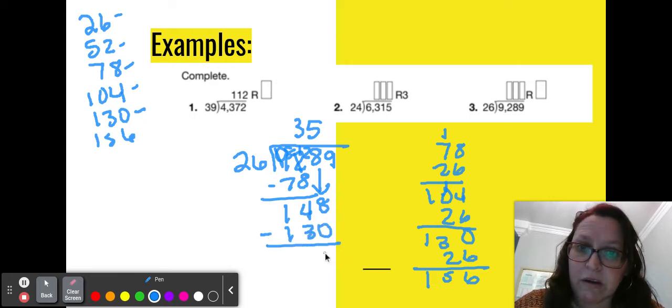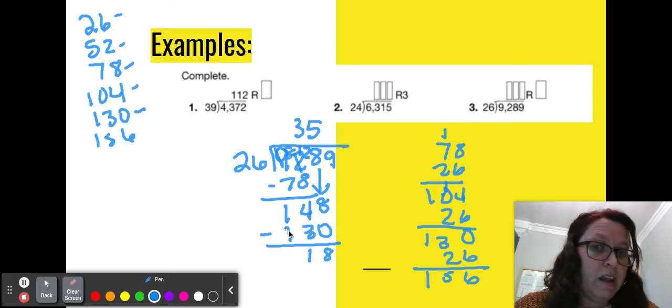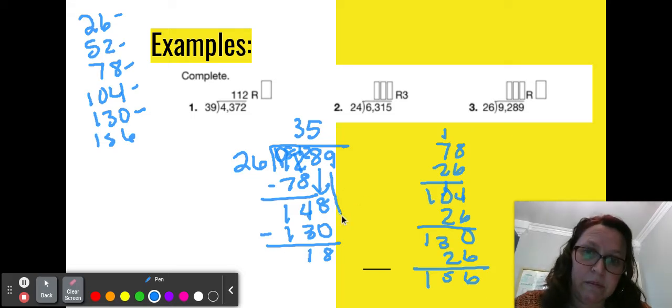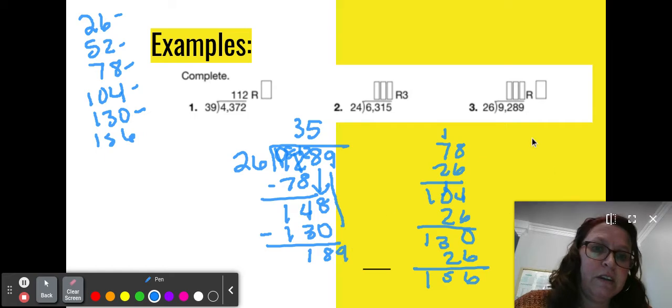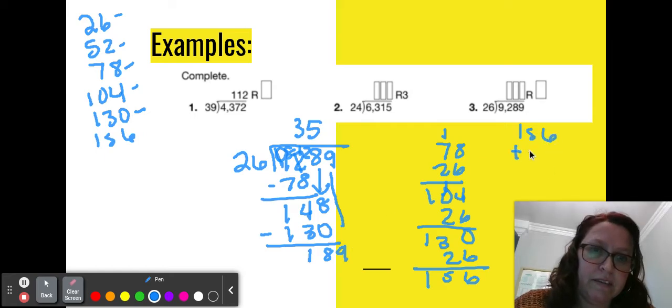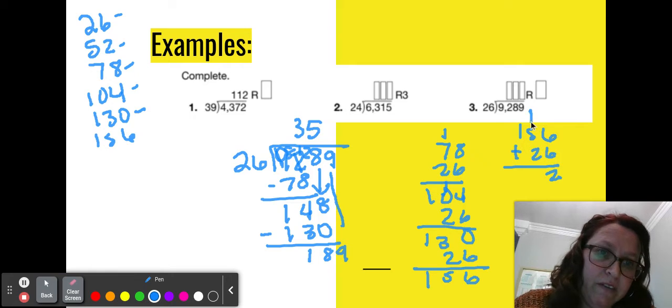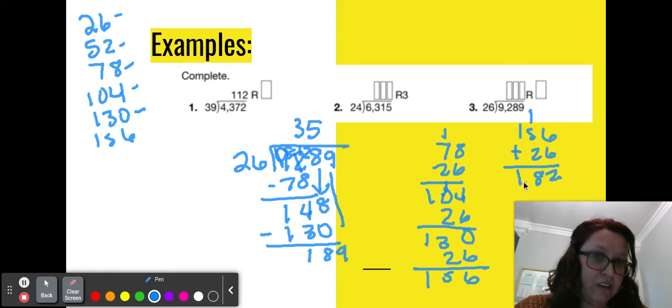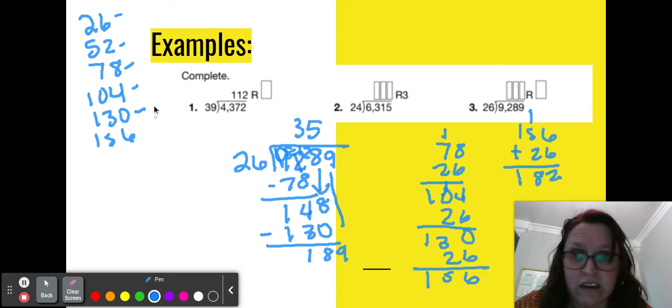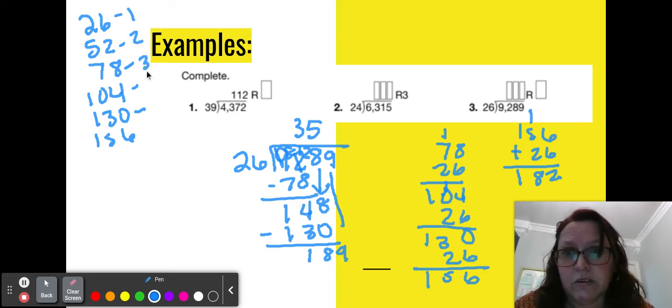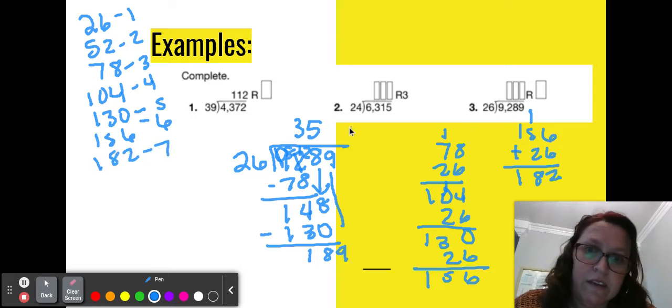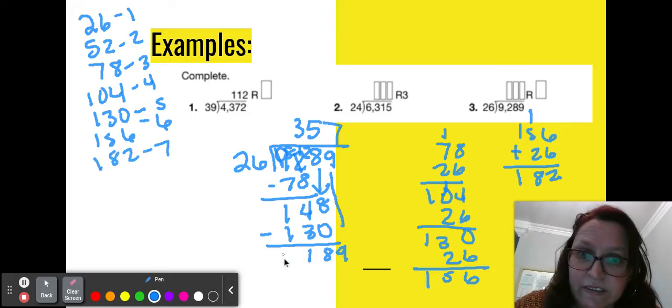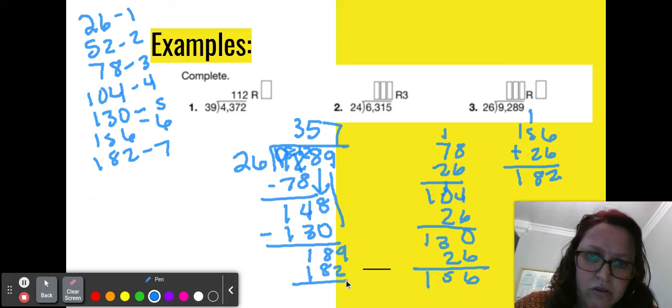And now I have to subtract. 8 minus 0 is 8. 4 minus 3 is 1. And 1 minus nothing is nothing. So now I've got to bring down my 9. So let me do 156 plus 26. I get 182, which is less than 189. So 1, 2, 3, 4, 5, 6, 7. So I'm going to put 7 right here. 7 times 26 is 182. And I messed up because 9 minus 2 is 7. It is not 3.